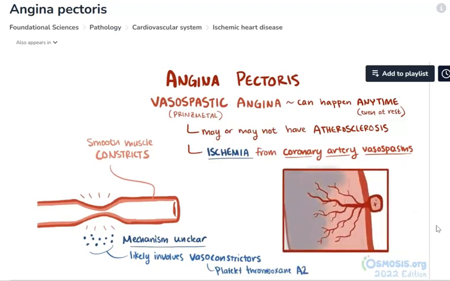Unlike both stable and unstable angina, in this case the coronary artery is constricted so severely that all layers of the heart wall being supplied are affected. Therefore, it's referred to as transmural ischemia.